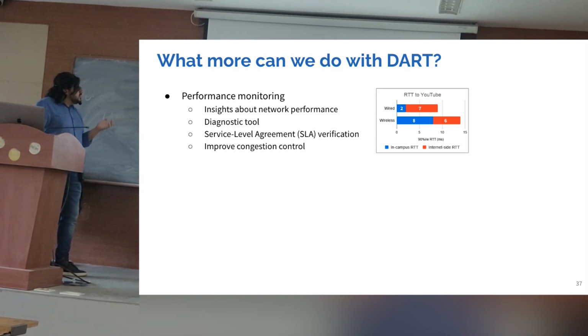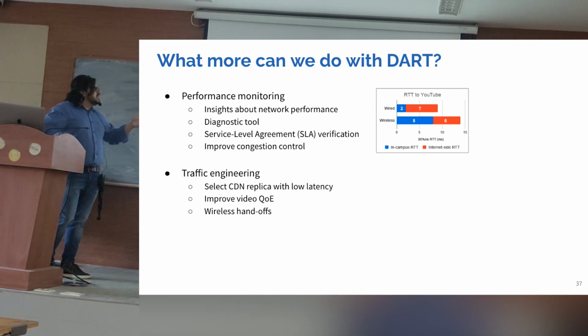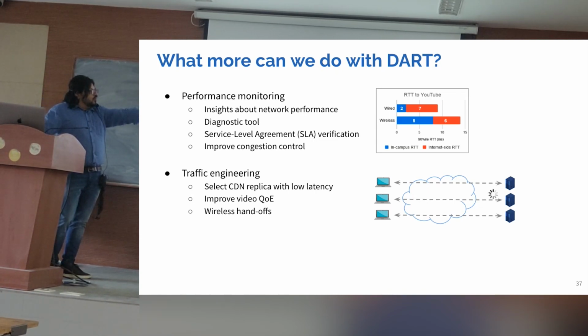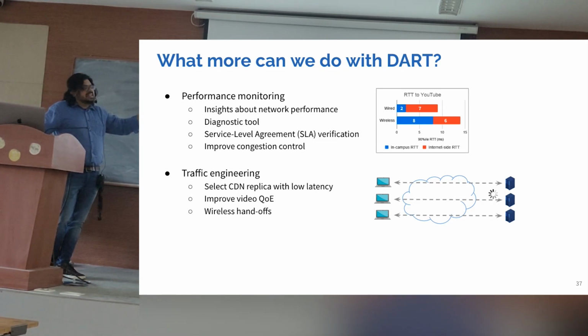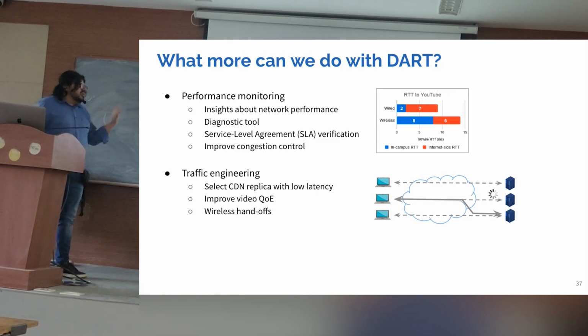We can do traffic engineering. In real time, we can do things like selecting a replica of a CDN with low latency. For example, say you have multiple clients and servers connected and you have these mappings, and then something goes wrong: one server is congested, or the path to one server is congested. You can connect one client to a different server in real time, right? In the previous use case, we were stopping attacks. In this use case, we can change the path in real time whenever the RTT becomes too large. We can improve video quality of experience, we can improve wireless handoff, and so on.